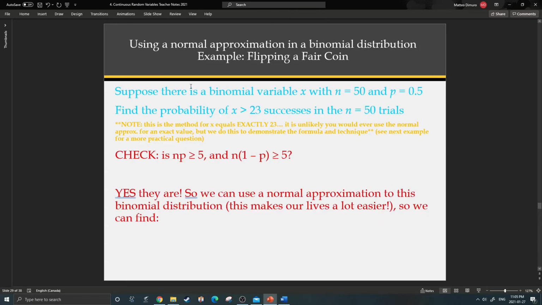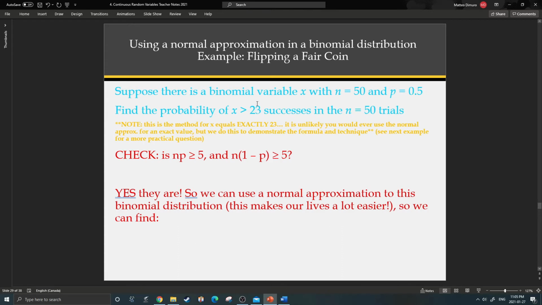So let's go ahead and do this flipping a fair coin question. Okay, so we know flipping a coin is a binomial distribution, right? Either you get heads or you get tails. So suppose there's a binomial variable x where n is equal to 50 and the probability of success is 0.5. Find the probability of x greater than 23 successes in the n equal 50 trials. So I could say, what are the chances of me getting more than 23 heads or something like that?